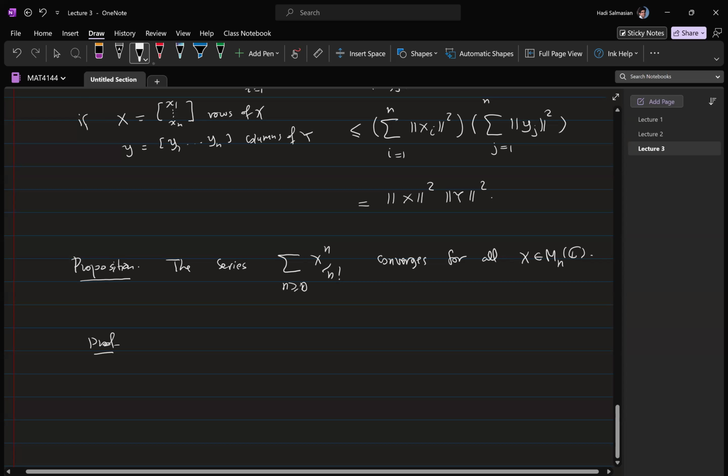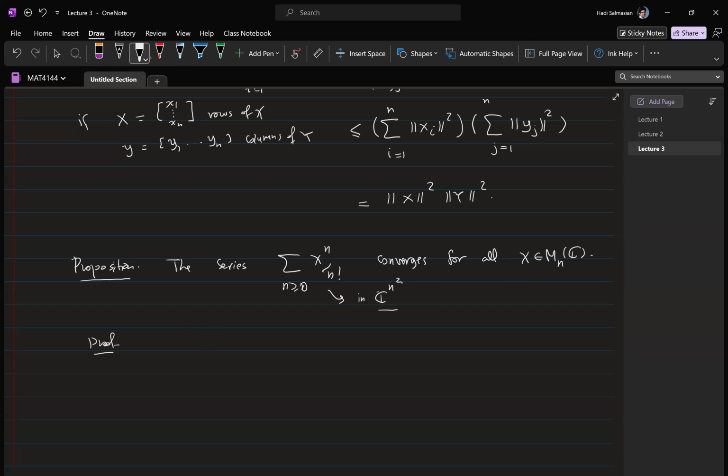The proof is that the norm of the sum, well, how do you prove a series converges? You should think about it as a series with vector entries. So this is really like the entries give you vectors in C^(n^2). So you have to show that it converges entry-wise. And for that, you basically need to show the tail of the series is going to 0.